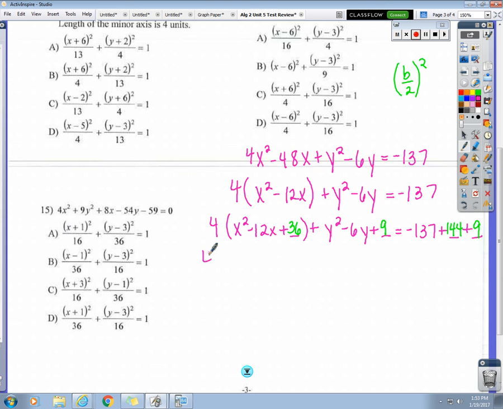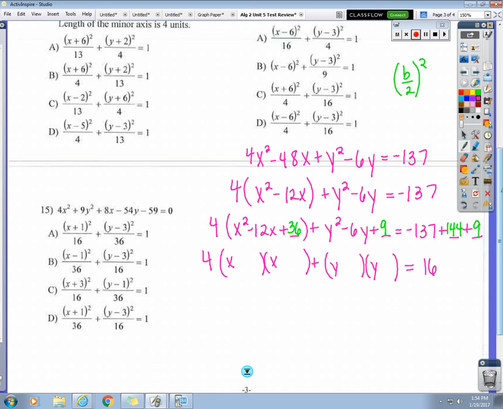So now we have 4, and I'm going to go ahead and factor that trinomial. And then I'm going to factor this trinomial. And then over here, what does this all total up to be? 16. Okay, so to get x squared, we need x times x. And to get y squared, we need y times y.